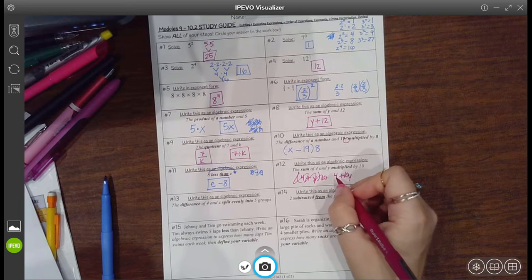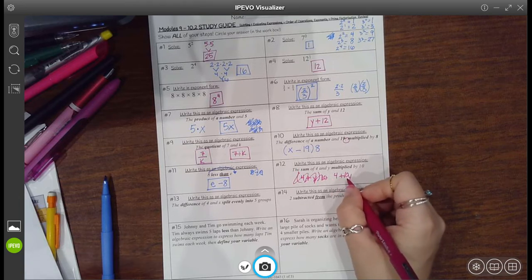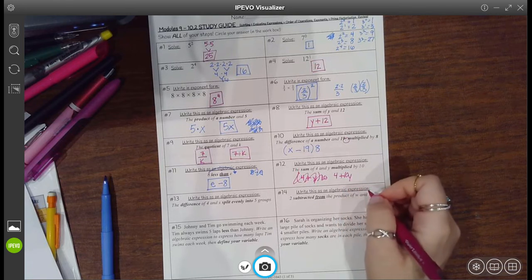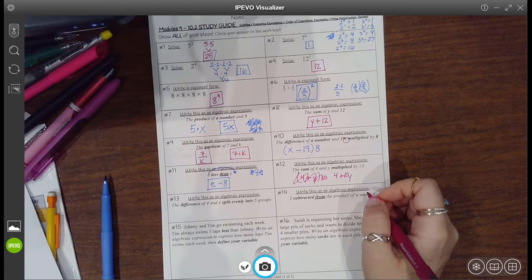So it's the sum of basically 4 and 10y. 10 is not being multiplied by the whole thing. 10 is only being multiplied by the y. So do commas make a difference? Actually, yes, they do.